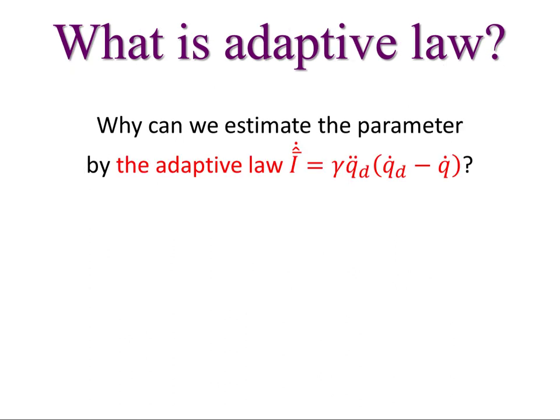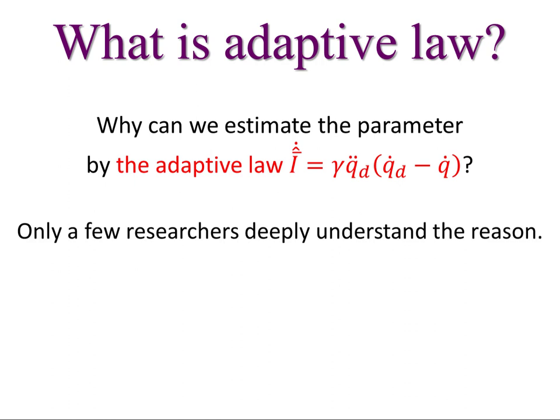Last week, I introduced an adaptive law to estimate parameters. However, I did not explain the principle of why this equation can estimate parameters. It is very difficult to clearly explain that principle. In fact, there are few textbooks or literature that explain why this equation can estimate the parameters, and only a few researchers have a deep understanding of the reasons.